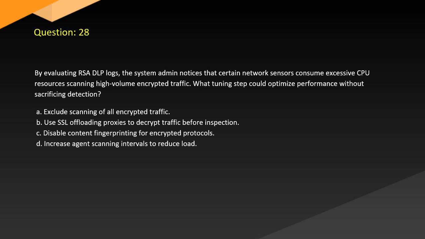Question 28. By evaluating DLP logs, the system admin notices that certain network sensors consume excessive CPU resources scanning high-volume encrypted traffic. What tuning step could optimize performance without sacrificing detection? A. Exclude scanning of all encrypted traffic. B. Use SSL offloading proxies to decrypt traffic before inspection. C. Disable content fingerprinting for encrypted protocols. D. Increase agent scanning interval to reduce load.